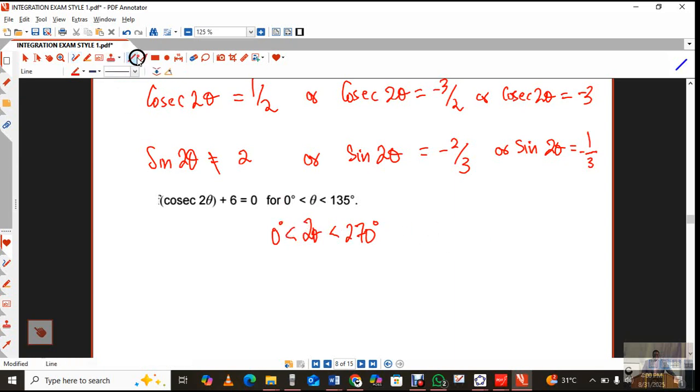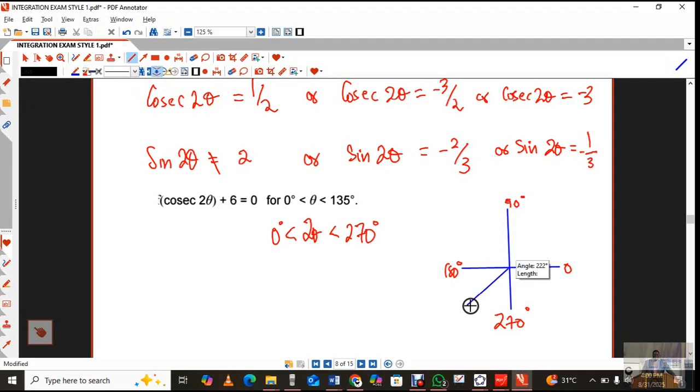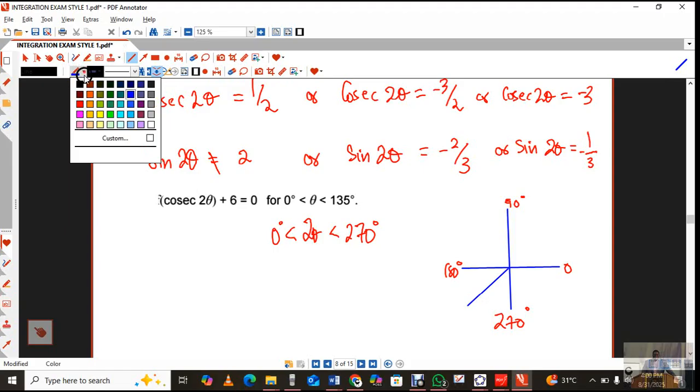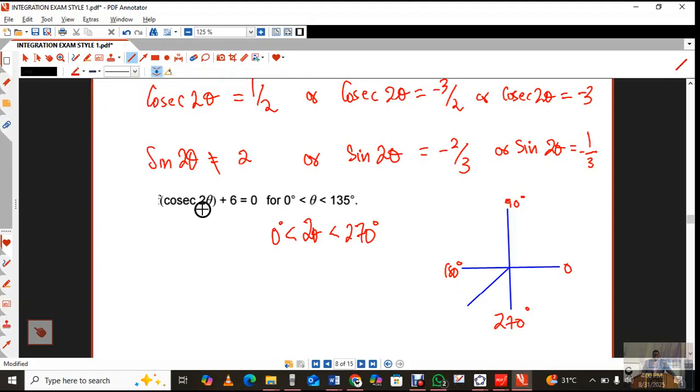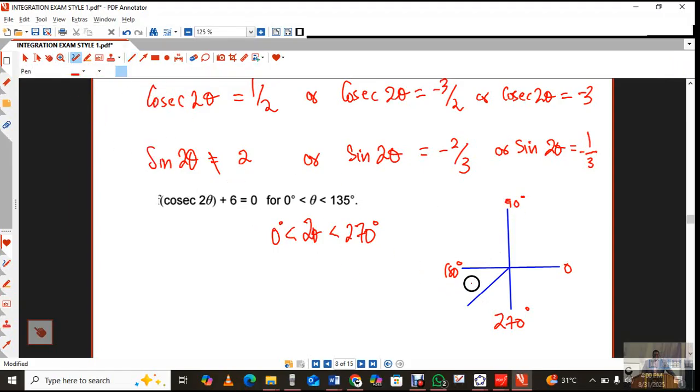Okay. Now you also know from your CAST diagram, let's say that's 0 degrees, let's say that's 90 degrees over there, 180 degrees, and let's say 270 degrees. We know that sine is negative in this quadrant, because our new domain gives us that direction. So what we are going to do is calculate our reference angle, and add 180 plus that reference angle. I can call it K, because it's 180 plus that.